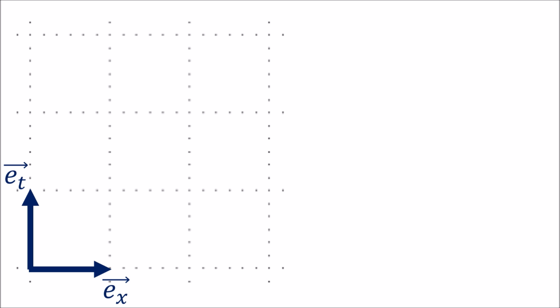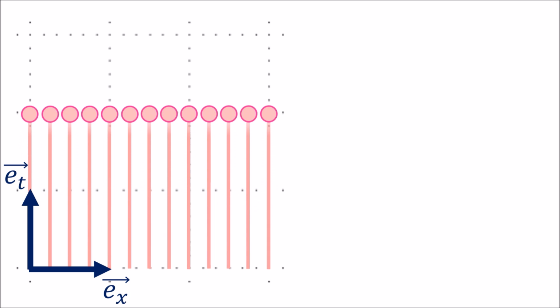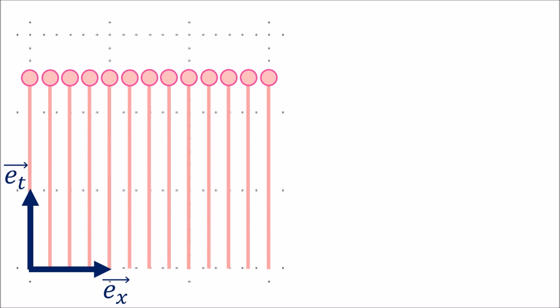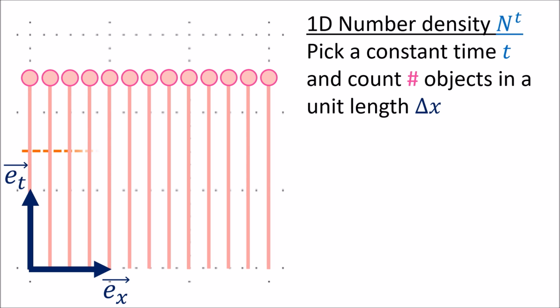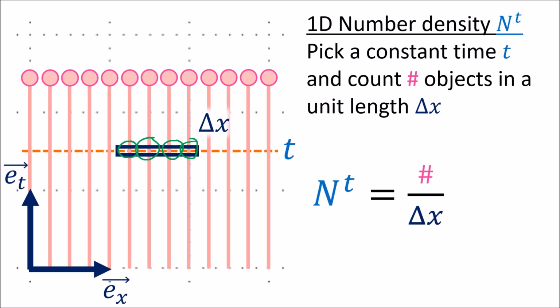We can visualize both number density and number current on a space-time diagram. Let's say that we have a collection of stationary particles. Their world lines would all be vertical, like this. To get their one-dimensional density in space, we pick some constant time t and count the number of particles in a unit length, delta x. This is the same thing as drawing a line segment of length 1 at a constant time, and counting how many particle world lines cross it. So if 4 world lines cross this line segment, then the number density is 4 particles per unit length.